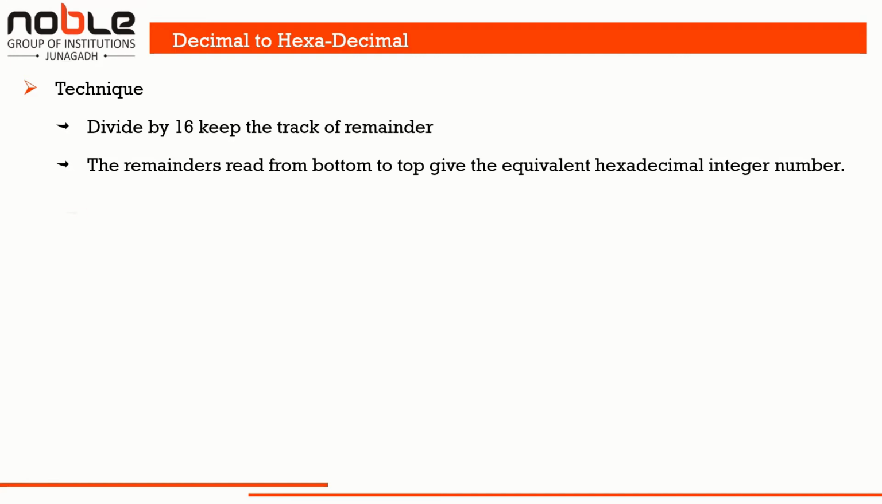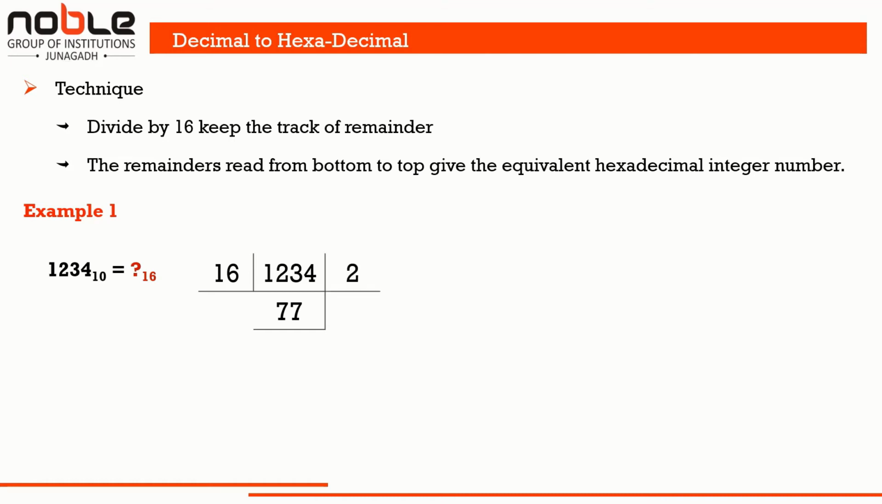For understanding, let's take one example. 1234 decimal number, what is the hexadecimal number? Now 1234 is divided by 16 and the quotient is 77 and the remainder is 2. Again this 77 is divided by 16 and the quotient is 4 and the remainder is 13. Again this 4 is divided by 16 and the quotient is 0 and the remainder is 4.